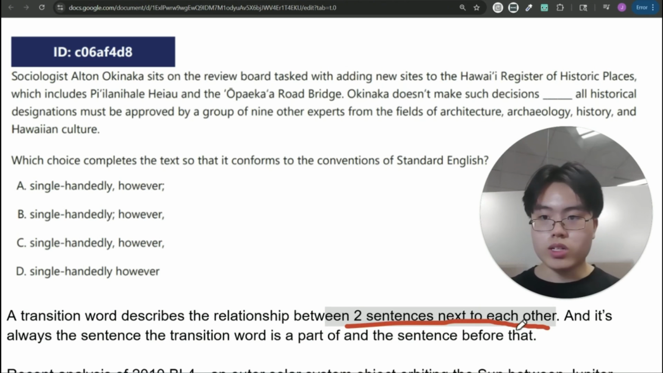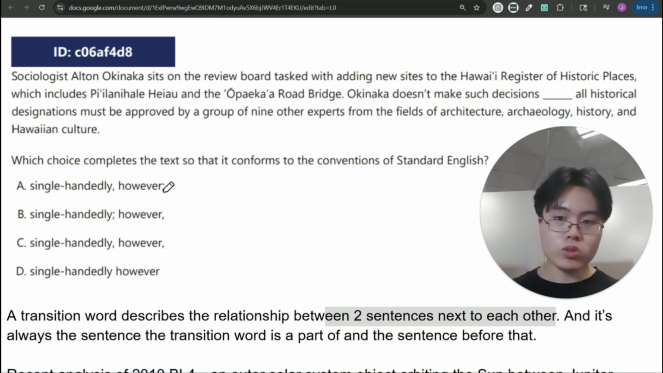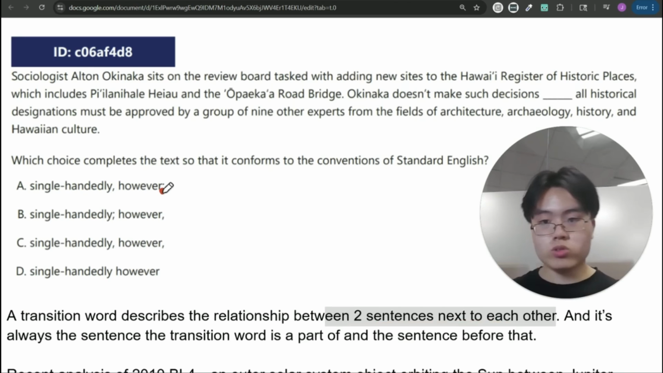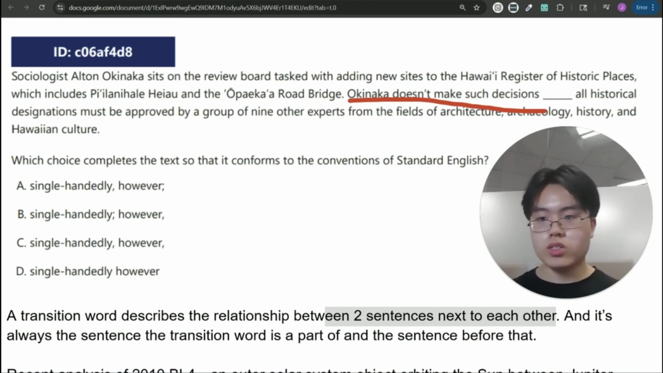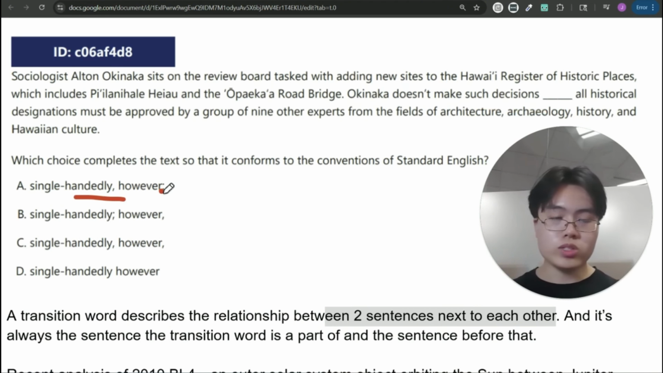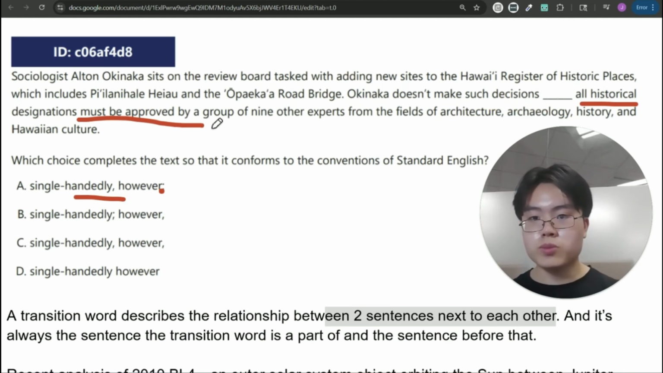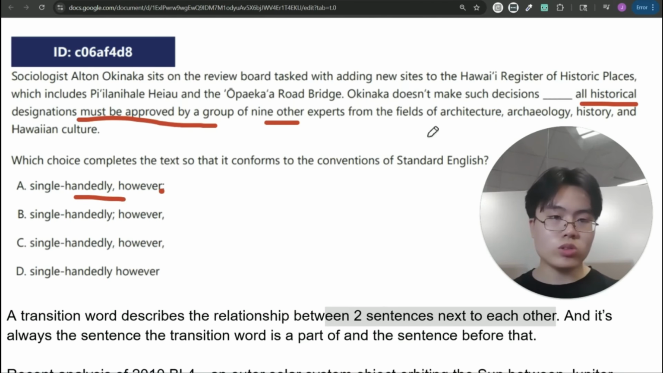What does this mean? There are three sentences in this passage, by the way. I'm going to treat the semicolon as a period, like you should for all transition placement questions. So the first sentence is "Sociologists" all the way to "road bridge." The second sentence is "Okinaka doesn't make such decisions single-handedly," because we treat the semicolon as a period. The third sentence is "All historical designations must be approved by a group of 900 experts," and so on.